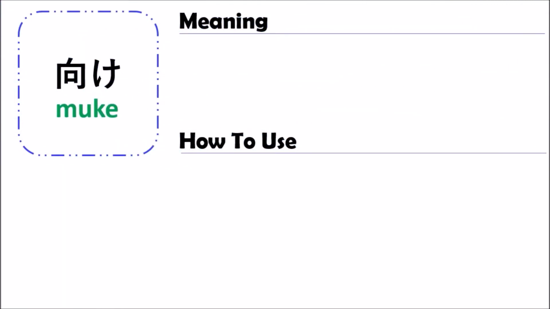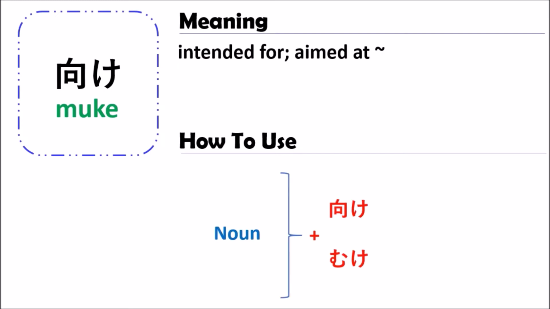MUKE. The grammar of MUKE means intend for or aim at. Do you see here? It says intend for or aim at. In Japanese, when you use the grammar of MUKE, you can use it with a noun only. And when you use it with a noun, it should be the noun plus MUKE.